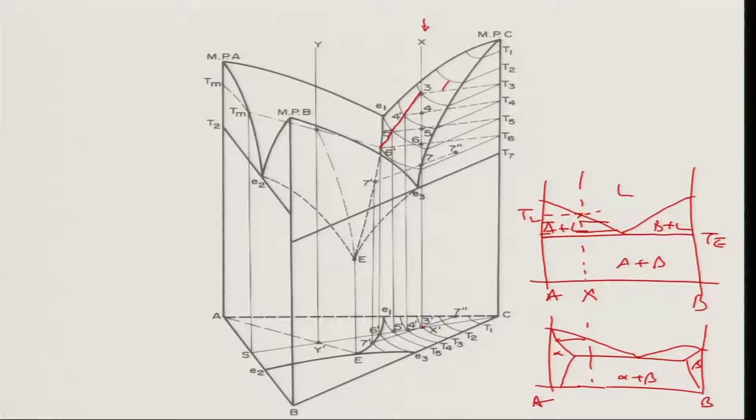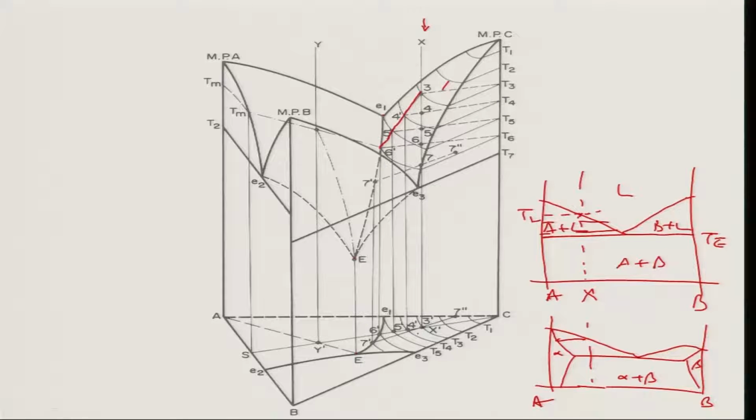Now what is this phase field? E1 E, E3 C. This is the phase field of primary C plus liquid, obviously. Similarly, this is the phase field E2 E and E3, a phase field of primary B plus liquid, and this one, A, E2 E, capital E and E1, is the primary phase field of A plus liquid. So as the composition lies in the primary phase field of C plus liquid, the first crystallization product will be C.